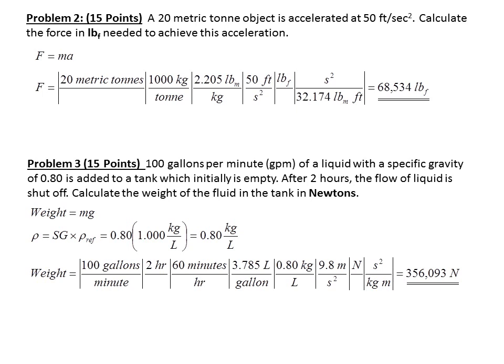The weight will be the 100 gallons per minute flowing for a period of 2 hours. We will need to also convert 60 minutes into an hour using a conversion factor that there's 3.785 liters per gallon. We can then multiply it by the density of 0.8 kilograms per liter times acceleration of gravity of 9.8 meters per second squared, and then convert that knowing that 1 newton is equal to 1 kilogram meter per second squared. And so the weight of this liquid would be 356,093 newtons.